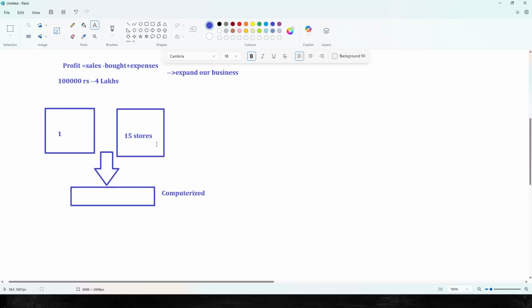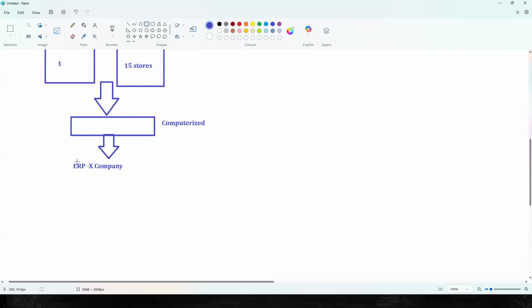Now computerized it. So here I'm going to maintain some ERP. While we are going with the computerized approach, being a businessman, I'm going to request, boss, computerize everything and prepare some ERP. Whom are you going to request? Some software company, X company. They are going to give it in a very simple way: we are building the ERP.